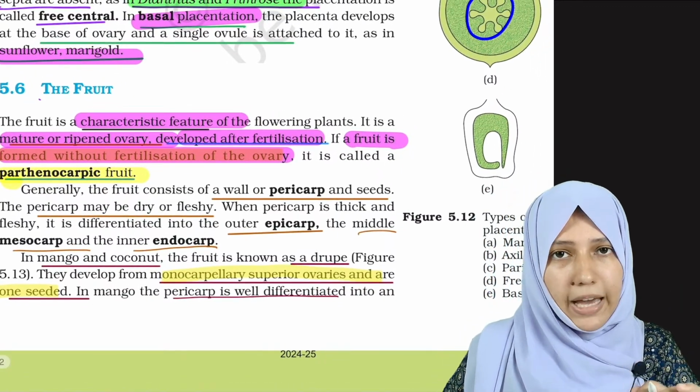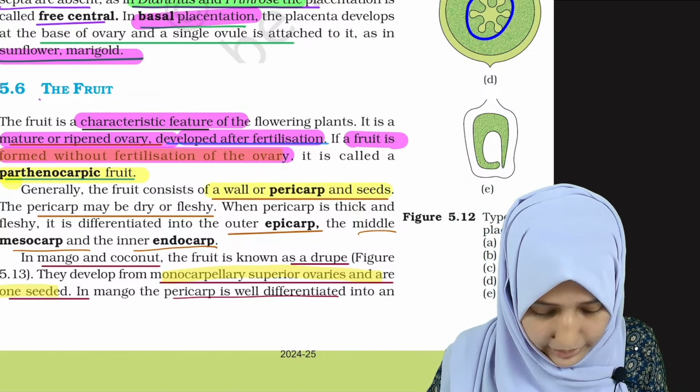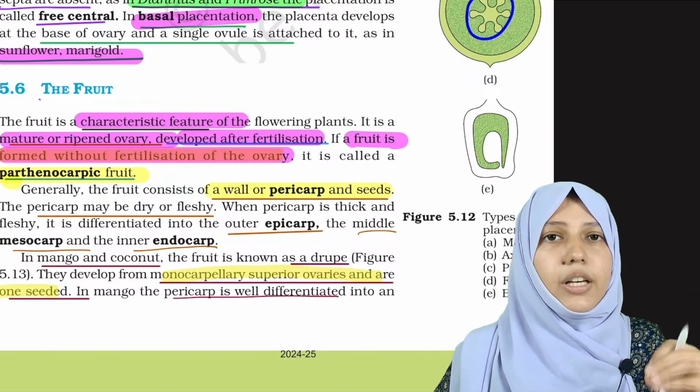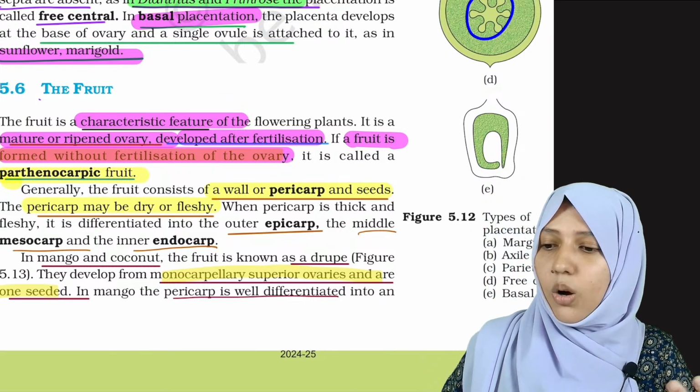Now the fruit. Generally a fruit will be having pericarp and seed. What is pericarp? Pericarp is the wall of the fruit. The wall of the fruit is known as pericarp and it will be having a seed inside. Okay. The pericarp can be dry or fleshy.